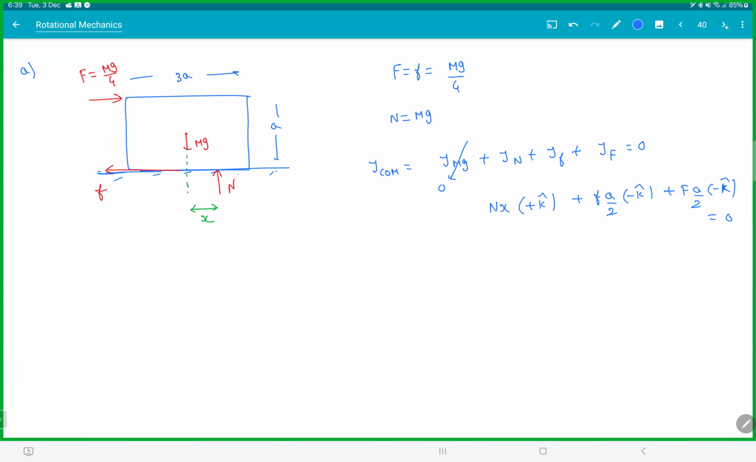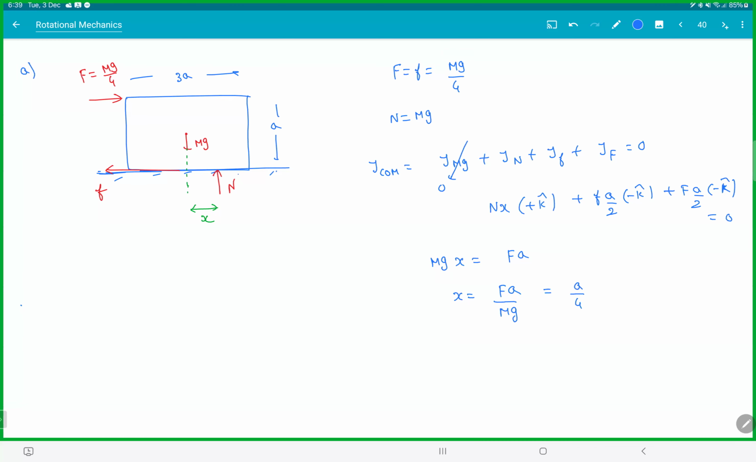Therefore, I get, what is N? N is mg into x. F and friction are equal. So that would be mg a by 4. So I'll just write it down. So f into a. Perfect. So there we got x is equal to fa by mg. That's your x result. Now it is given F is mg by 4. So this is a by 4. Make sense? I think most of you forgot that k part.